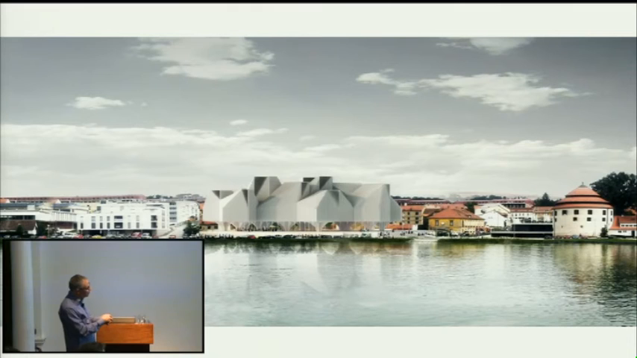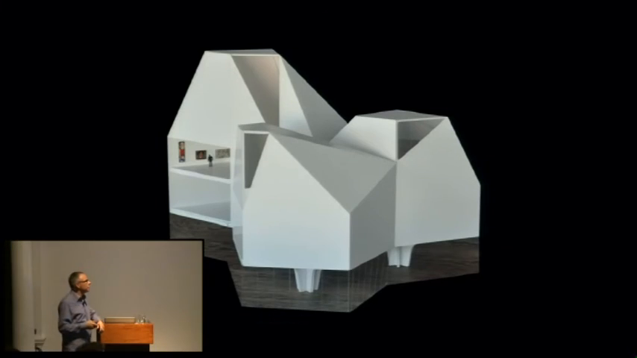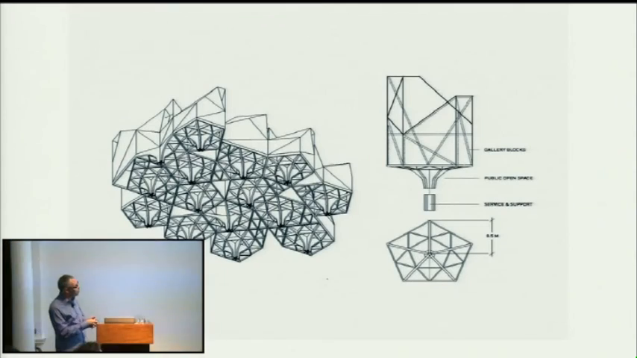You see the way it's been lifted up, and you see the profile. And there's an echo of those iconic roofs, but not a literal echo here. Detailed study model. You see the individual units. The public spaces are down below, and two floors of galleries with double height spaces at times. And we take the structure from these units.